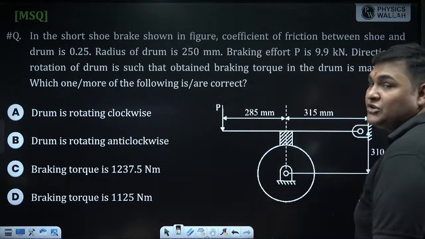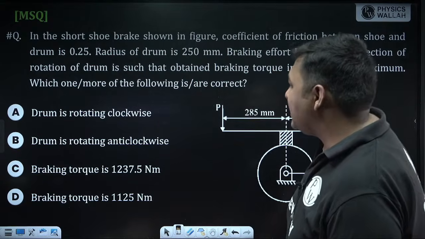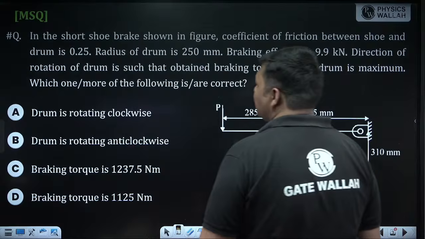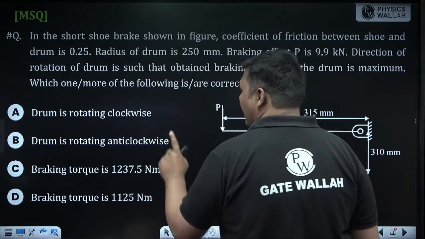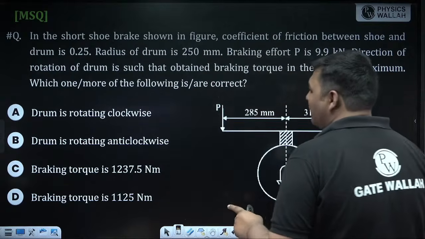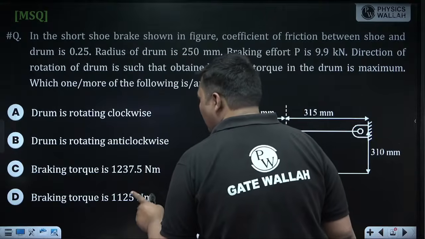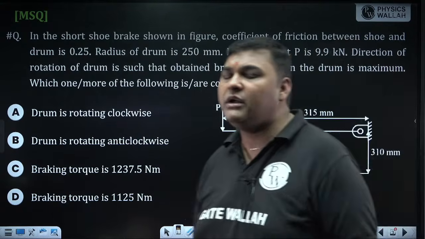Since it is an MSQ, more than one option can be correct, so we have to focus on all the options. Option A says the drum is rotating clockwise. B says the drum is rotating anti-clockwise. So we have to tell the correct direction of rotation of the drum. In option C, braking torque is 1237.5 Newton meter. D again says braking torque, which is 11255 Newton meter. So our second objective is to calculate braking torque.